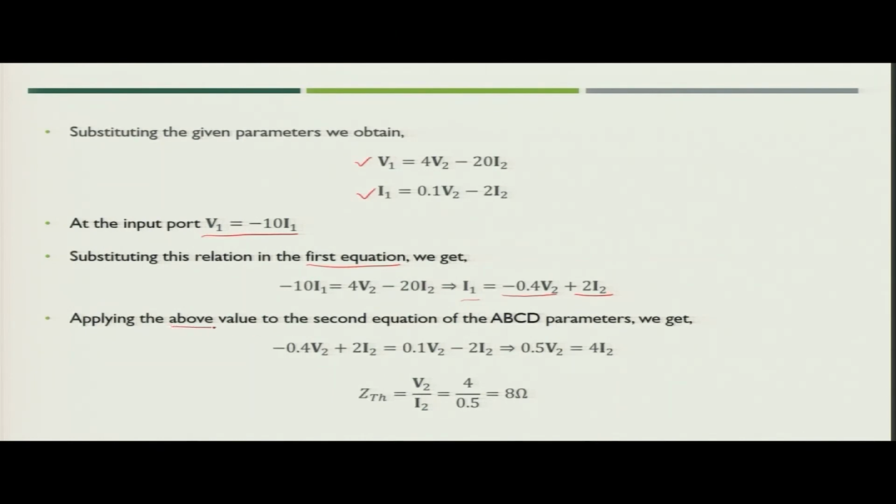Now, applying the above value to the second equation. So, if you set the value of I1 as minus 0.4 V2 plus 2 I2 in the second equation and simplify, what you get? You will get 0.5 V2 is equal to 4 I2. Now, you know that what is ZTH? That ZTH is nothing but V2 upon I2. So, with this you will simply get the value of Thevenin impedance, that is equal to 8 ohm.